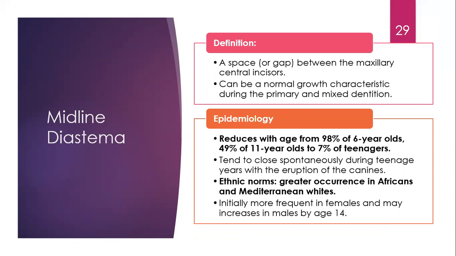Remember the ethnic norms, so you see a greater occurrence in Africans and Mediterranean whites. A lot of the time the parents have no issues with the gap or diastema because it's just culturally known that, hey, everybody in the family may have it, so they may not have an issue with it. But you have to make sure that you're letting them know the pros and cons of having that, and then moving forward with anything outlined in the treatment plan.